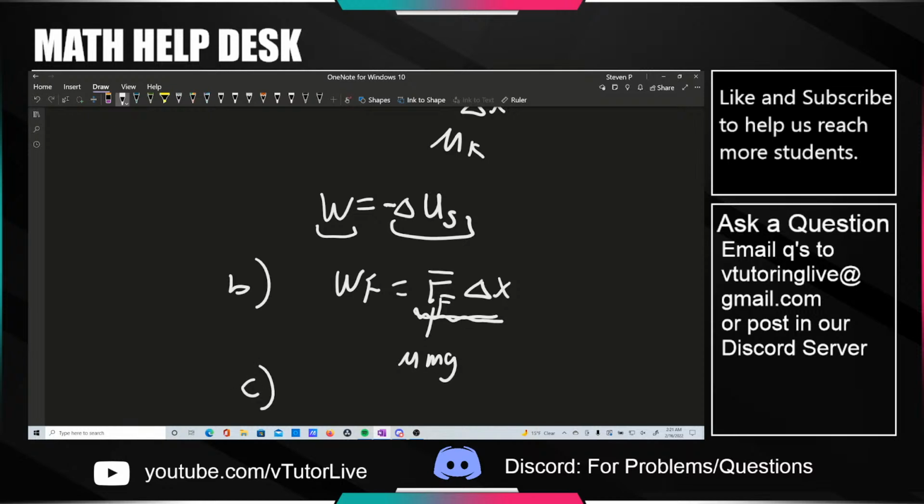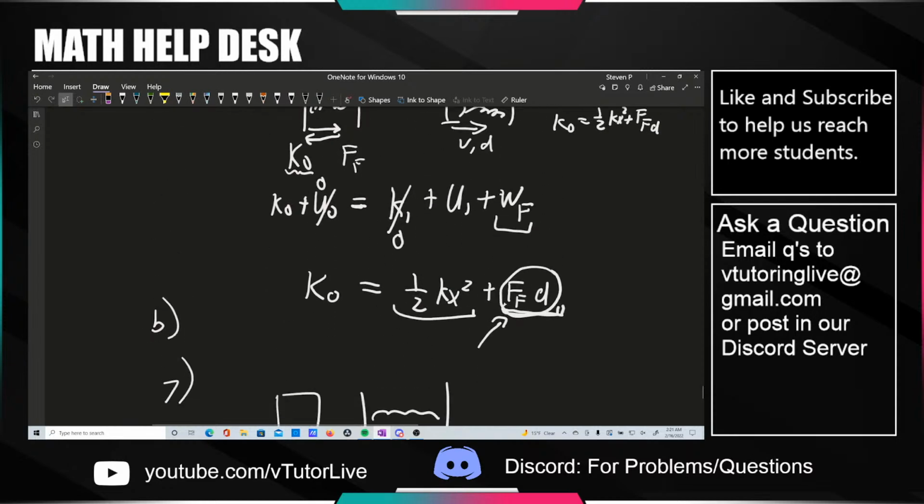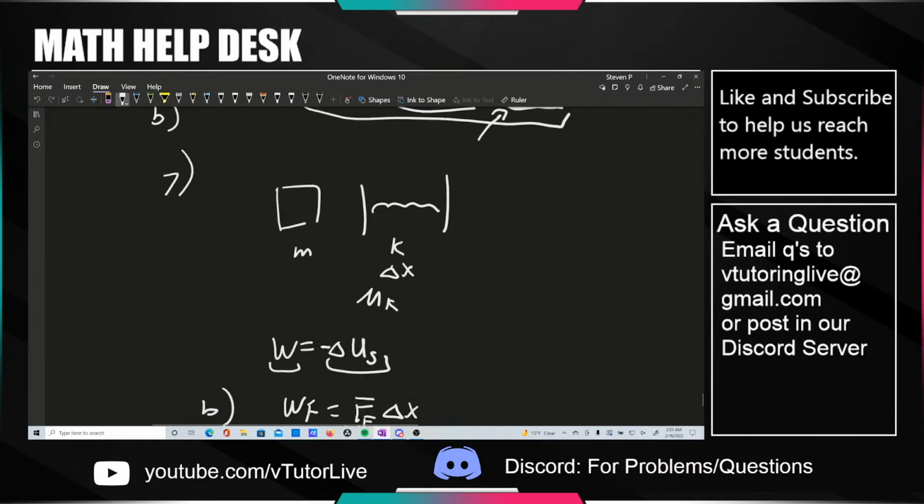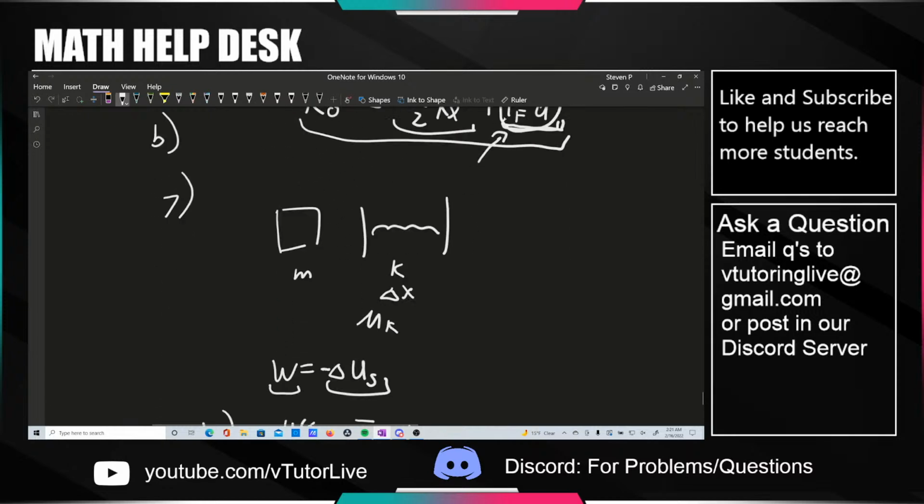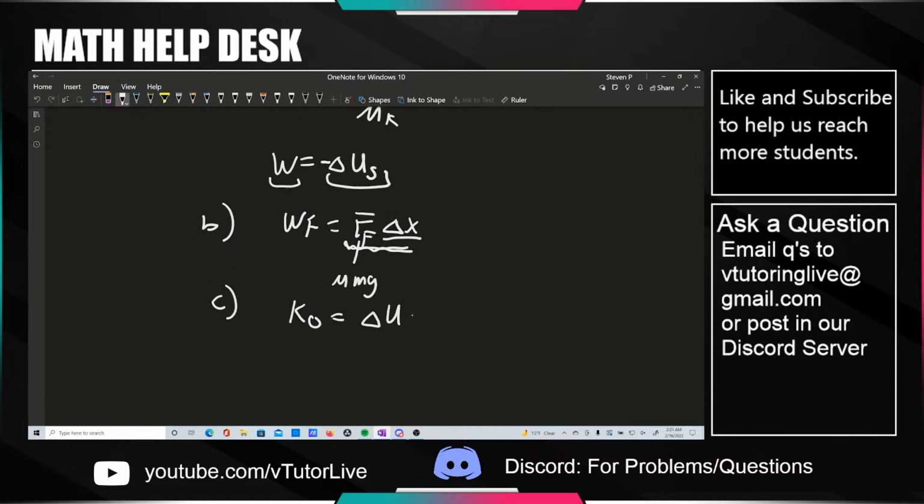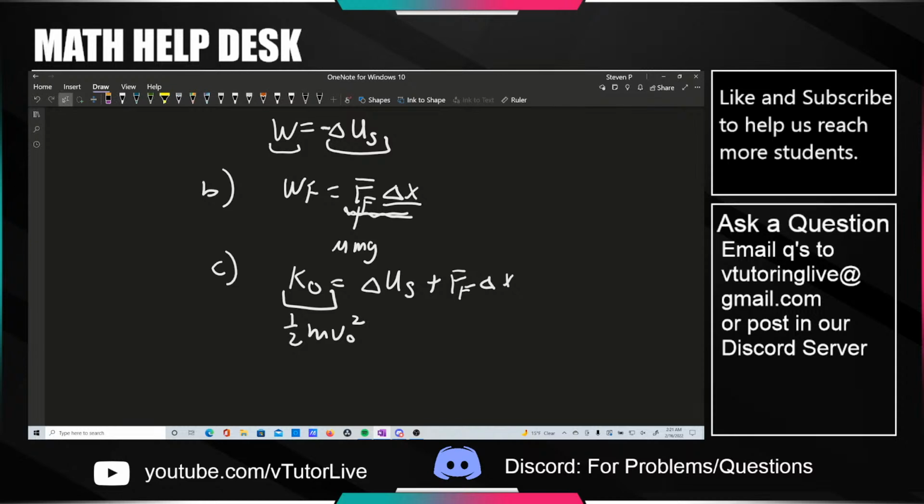So then for part C, this is basically the exact same equation we had in the previous problem, where K naught is equal to 1/2 kx squared plus force of friction times distance, except now the distance is delta x. So you can just use that exact same approach: delta U of the spring plus friction force times delta X. Then you can solve for kinetic energy, and from there you can find 1/2 mv naught squared. Easy enough, right? I'm getting exhausted. So many problems. All right, let's go ahead and wrap this up.